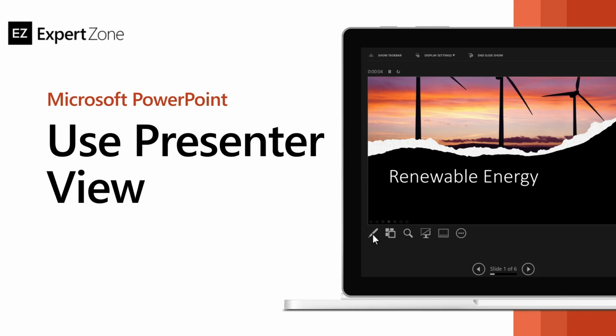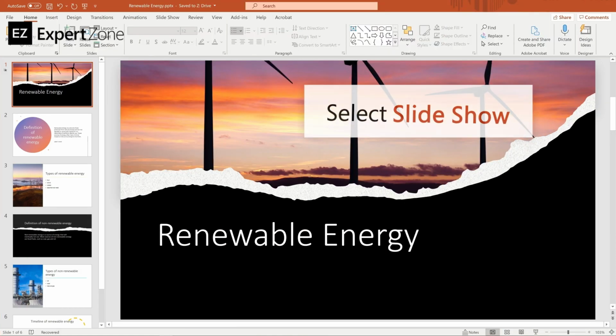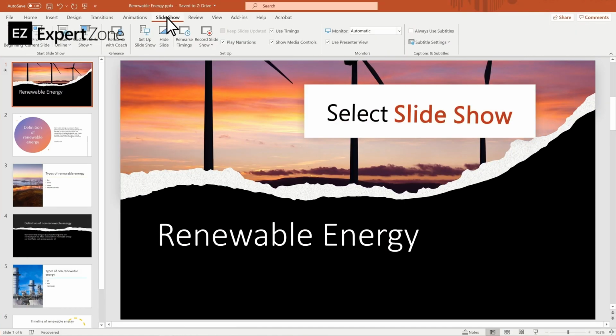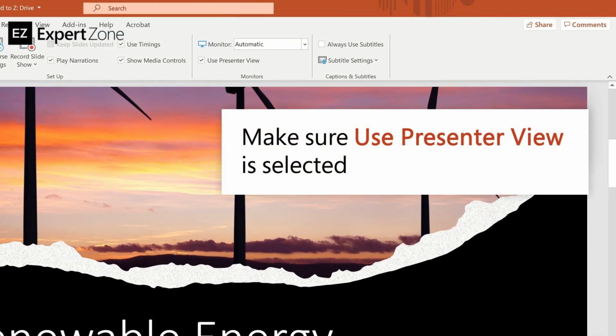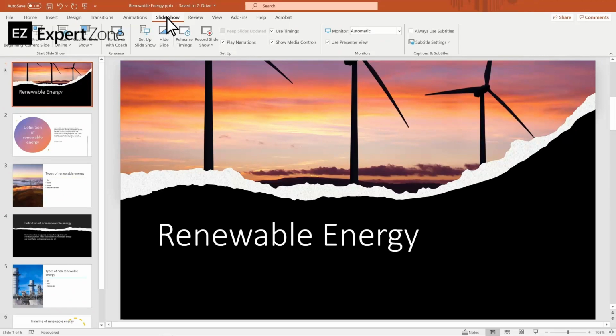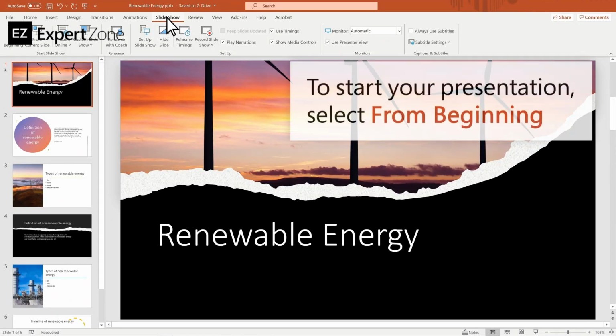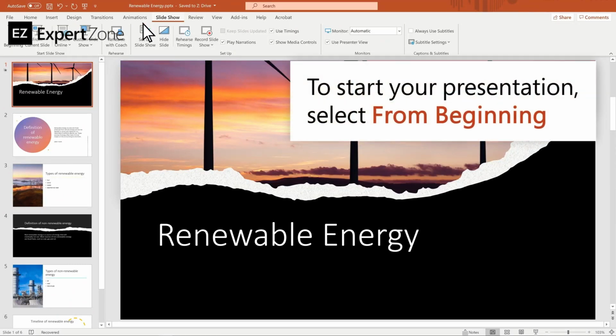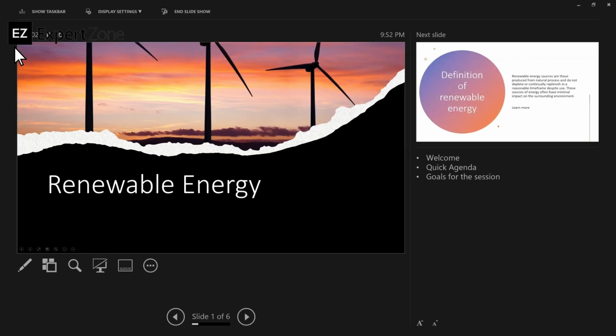In PowerPoint, Presenter View is a great way to view your notes and see your upcoming slide while giving a presentation. Select Slideshow. Make sure Use Presenter View is selected and choose which monitor you want your presentation to appear on. This method requires more than one monitor. To start your presentation, select From Beginning.